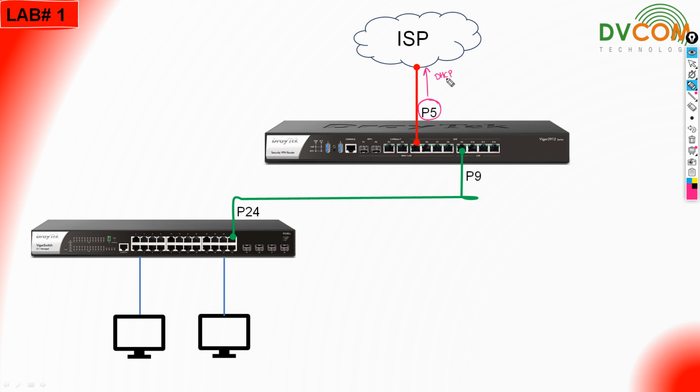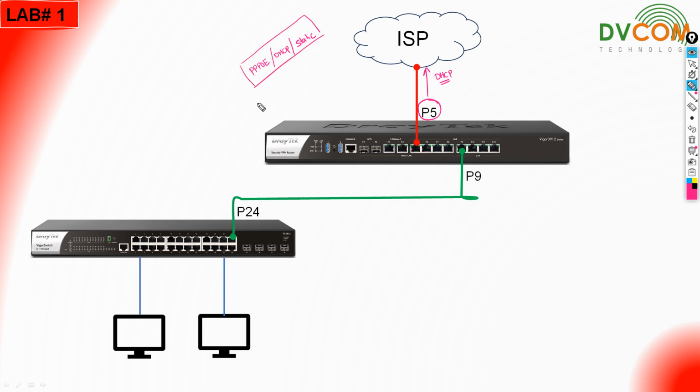If you want to set up the internet connection, you can set it up as PPPoE, point to point protocol over Ethernet, or if you want to set it up as DHCP, your Vigor 3912 is going to act as a DHCP client and your service provider is going to act as a DHCP server. In case you want to set up a static public IP, you can set that up. So these three methods we are going to support.